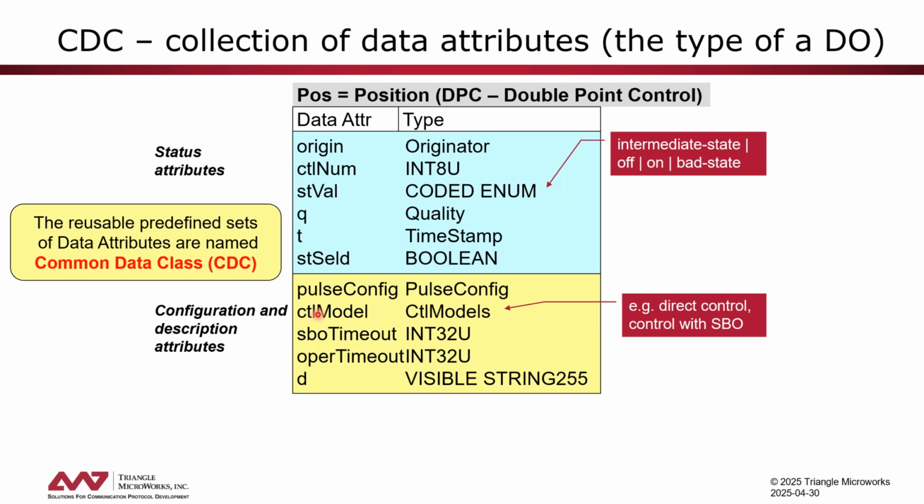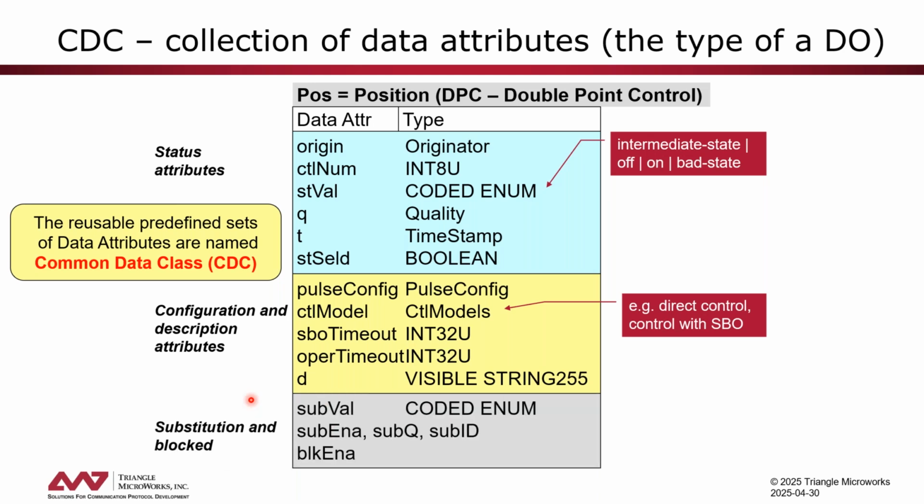And depending on the common data class, there are various configuration attributes associated. Last but not least, we have data objects related to substitution, to blocking, information transfer. We will not discuss those in further detail today.